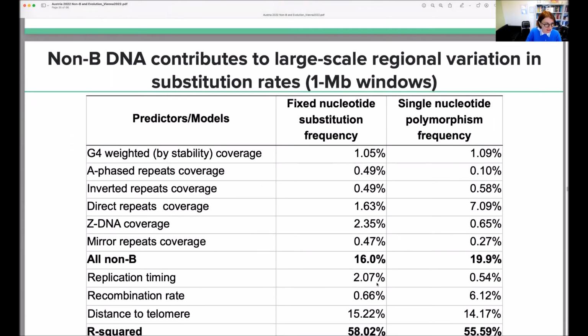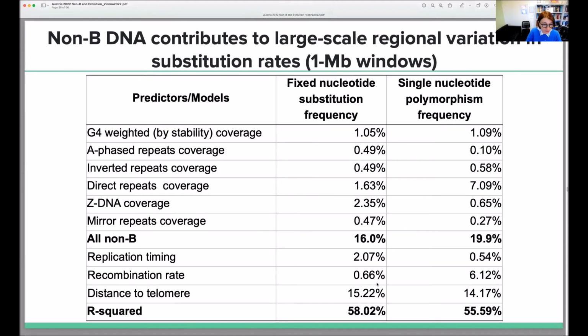And what we are finding is that non-B DNA contributes to large-scale regional variation in substitution rates quite substantially, okay? So the R squared of our models, the percentage of variability explained, is quite high. It's about 56 to 58%. And the non-B DNA can explain 16 to 20% of variability in these models, which is quite substantial. So frequently, in these models, it is the most important predictor.